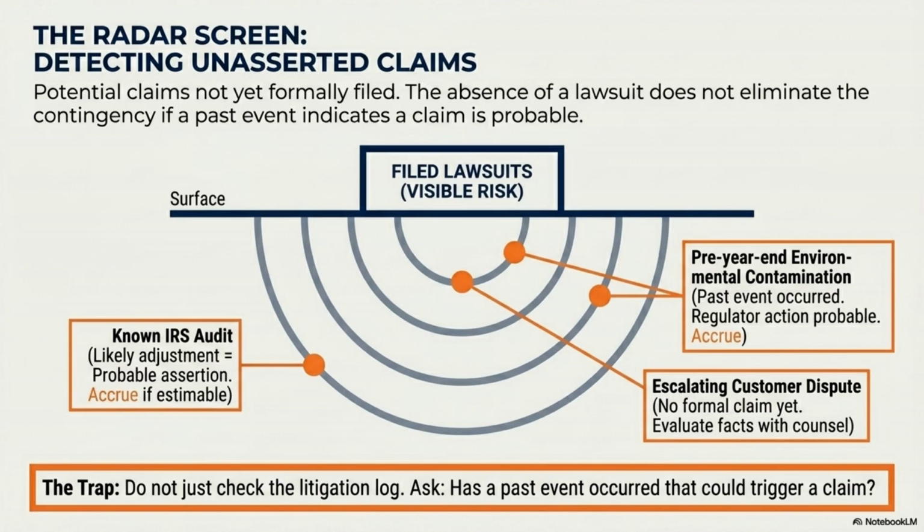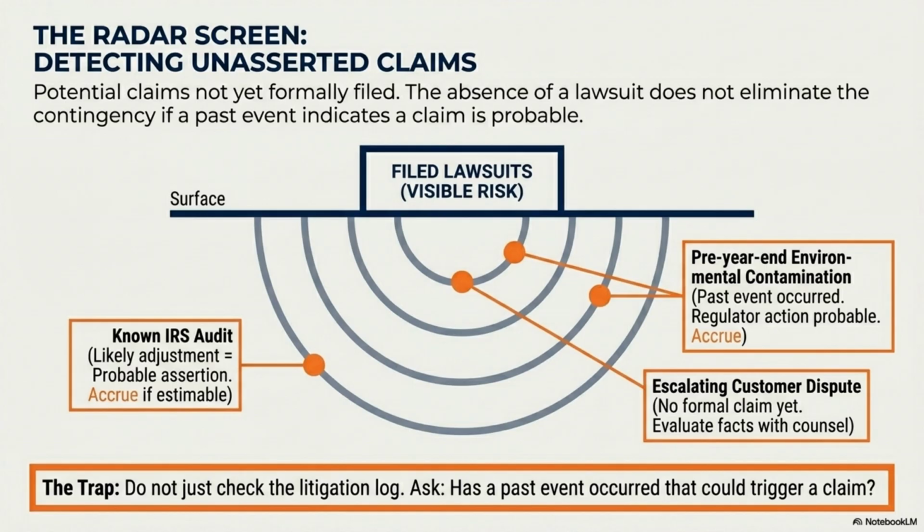Watch out for this one. It is the most common completeness failure in contingency accounting, and the radar screen visual captures exactly why. At the surface, you can see filed lawsuits. Those are visible. Your legal register captures them. But below the surface sit the unasserted claims, potential obligations that exist because a past event has already occurred, even though no legal document has been served yet.